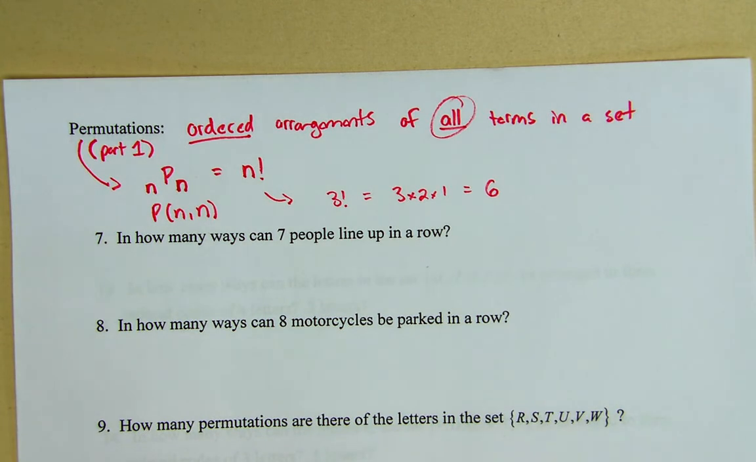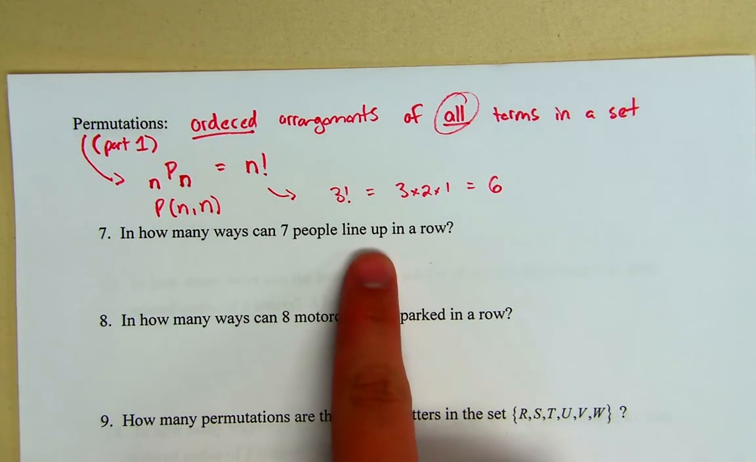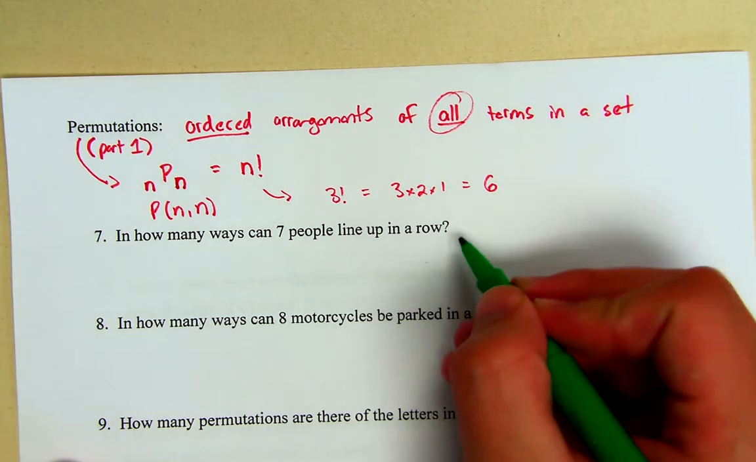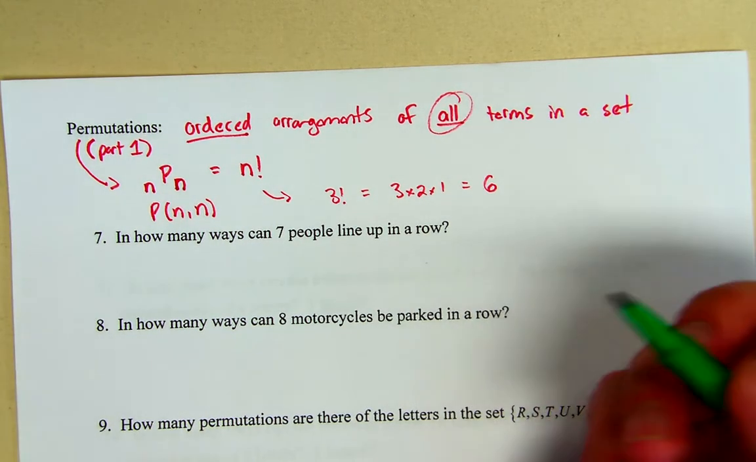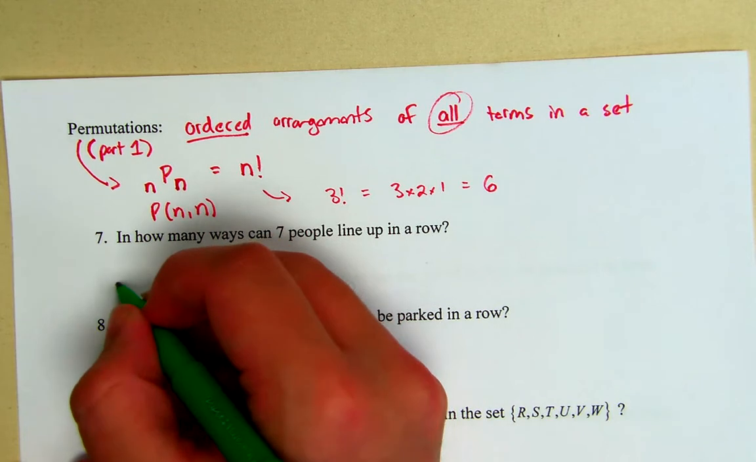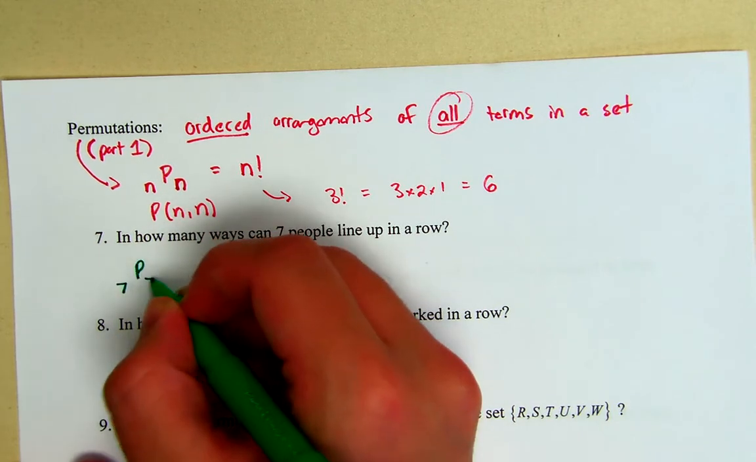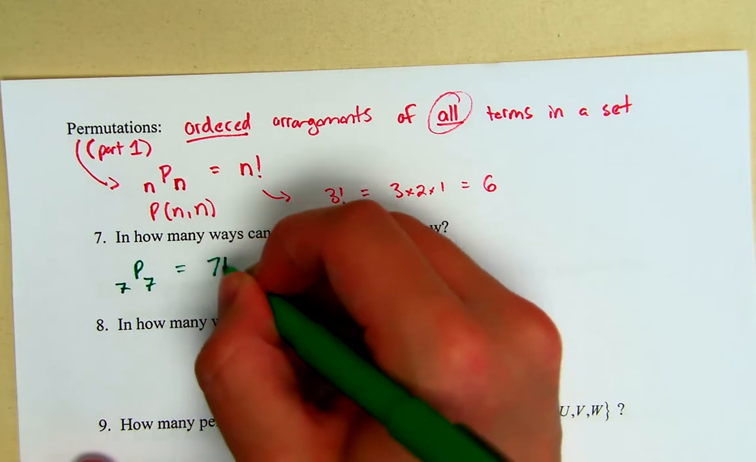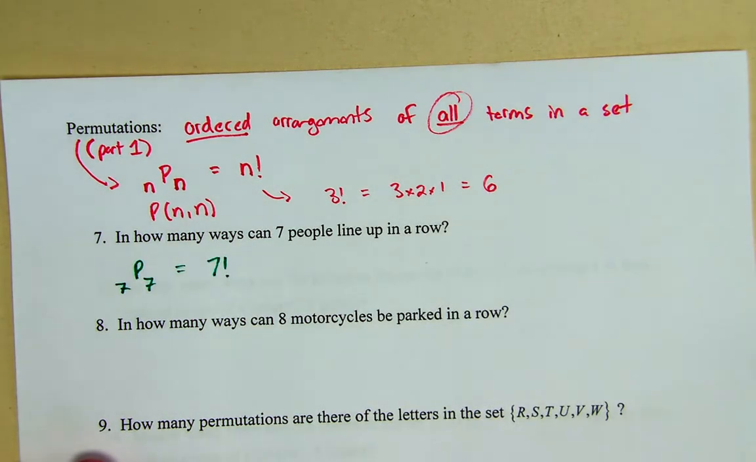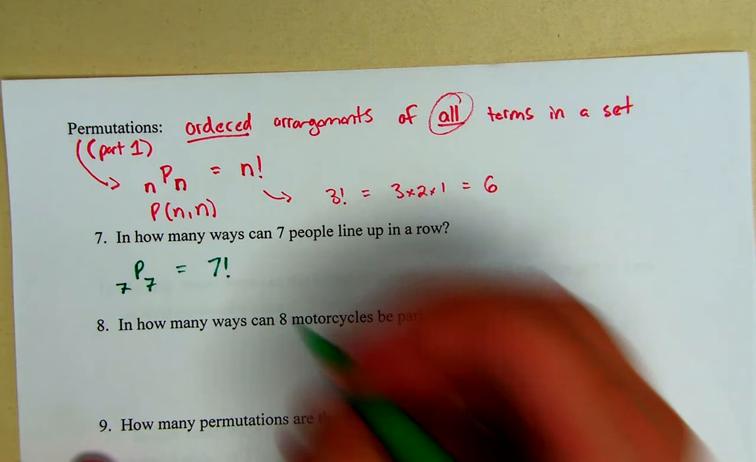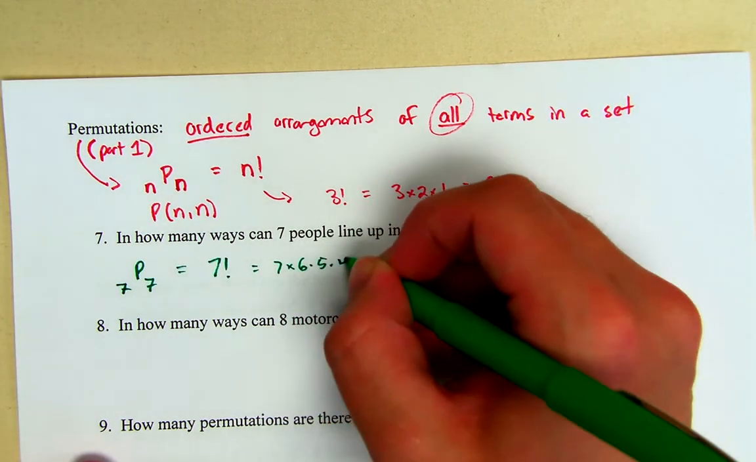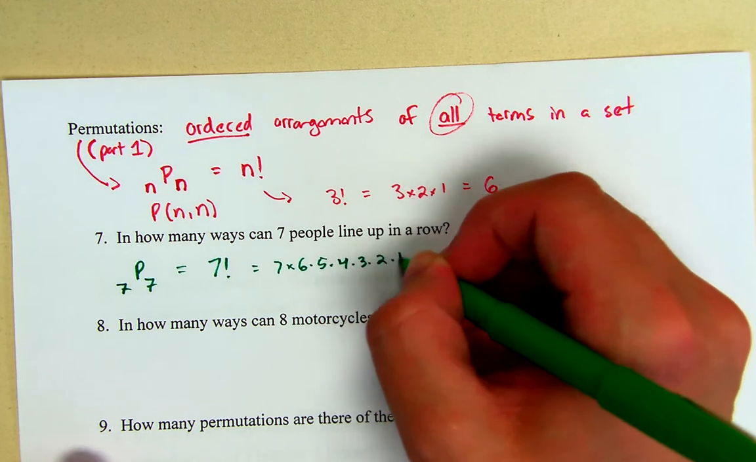Alright, so number 7 asks you how many ways can 7 people line up. So that's kind of like, again, like the codes. If I want 7 people to line up in a row, it depends on where they go. So I'm doing 7, and I'm picking 7 to line up. So really, I'm just taking 7 factorial. Alright, well, 7 factorial, what is that? It's technically 7 times 6 times 5 times 4 times 3 times 2 times 1.